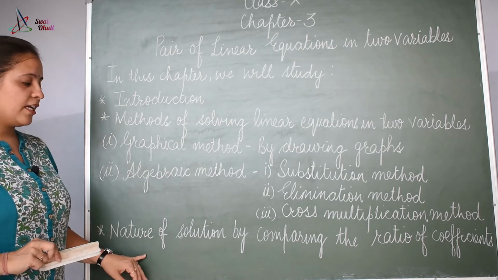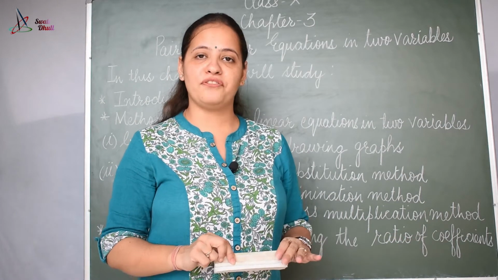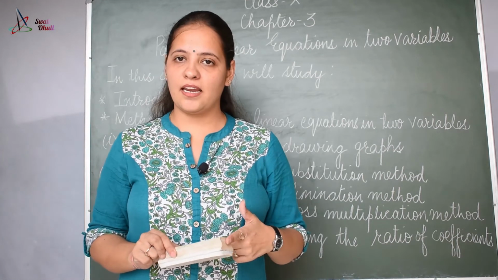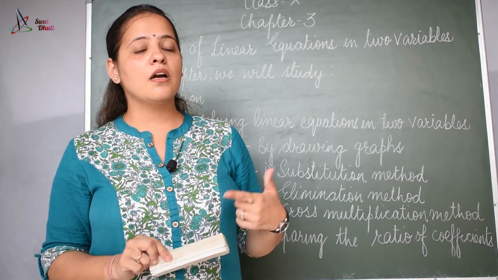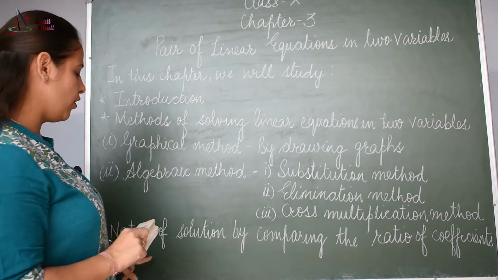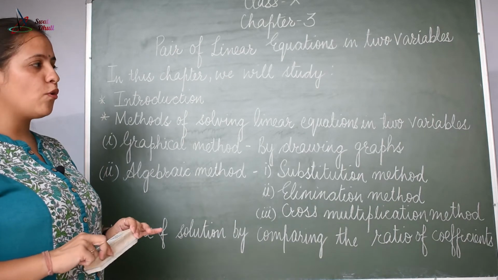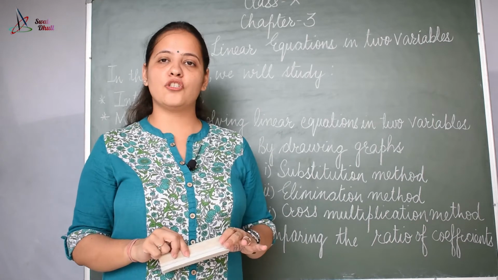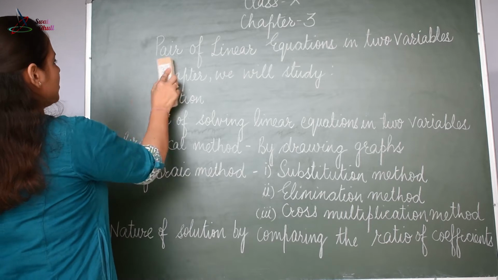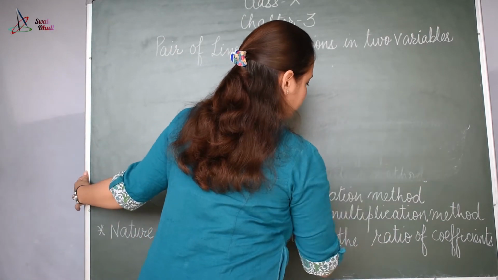Then is the nature of the solution by comparing the ratio of the coefficients, that is to find out whether the lines are intersecting, whether the lines are coincident, whether the lines are parallel. So we can find out that by comparing the ratio of the coefficients. So we are going to discuss each of these topics in detail one by one. So first of all, we'll proceed with what is a linear equation.